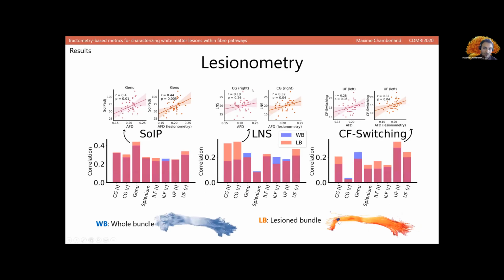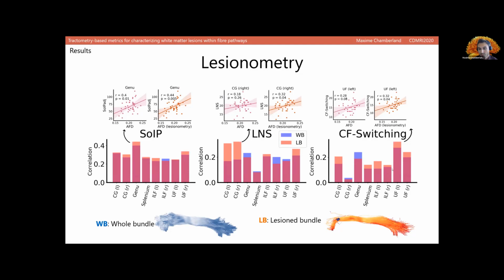And in terms of lesionometry, we did the same approach. So we compared using the entire bundle. So remember, this is the AFD average over the bundle, and correlating it with tasks. And the same approach using the lesion bundle. And now I represented the results as if this approach gave stronger correlation with the task, you're going to see more orange. And if this approach gives stronger correlation with the task, you're going to see more blue.